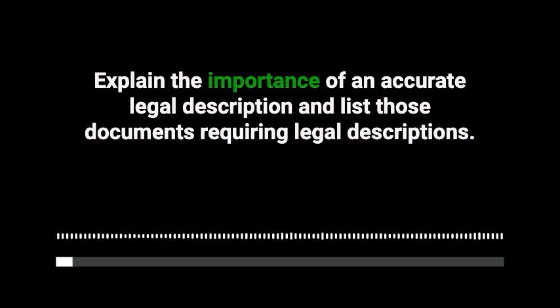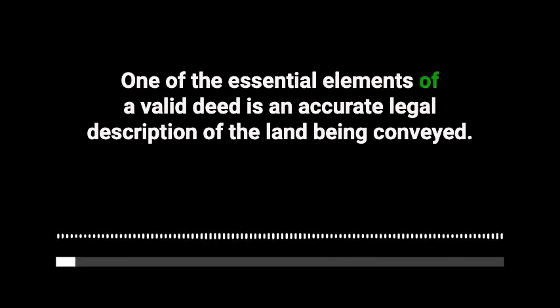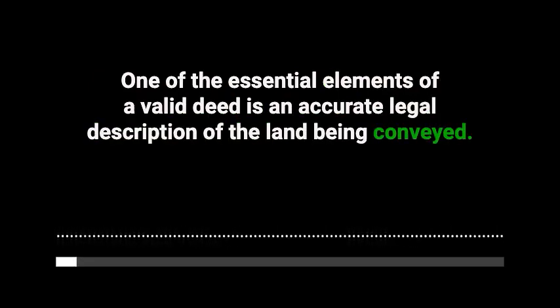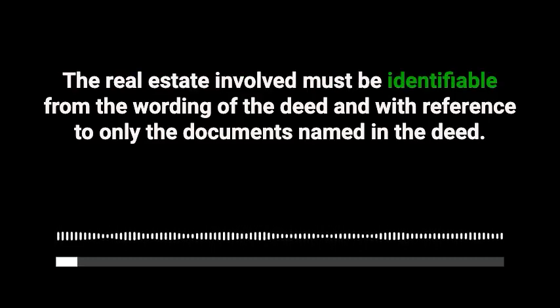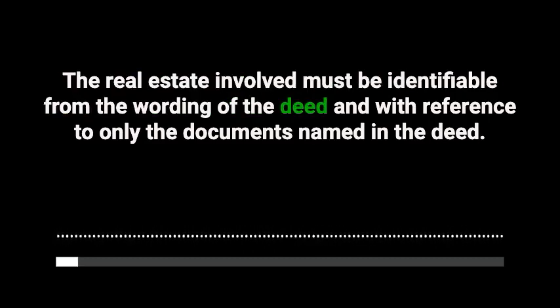Learning objective. Explain the importance of an accurate legal description and list those documents requiring legal descriptions. Describing land. One of the essential elements of a valid deed is an accurate legal description of the land being conveyed. The real estate involved must be identifiable from the wording of the deed and with reference to only the documents named in the deed.